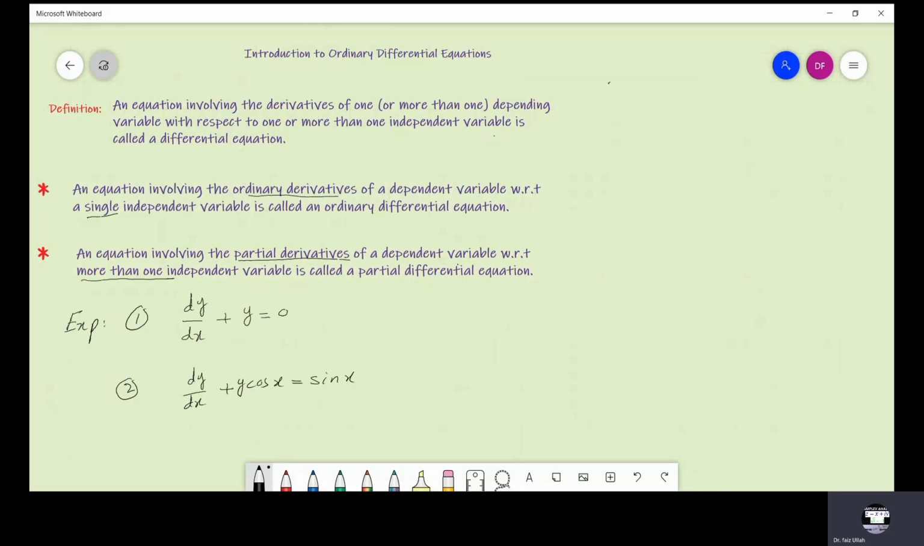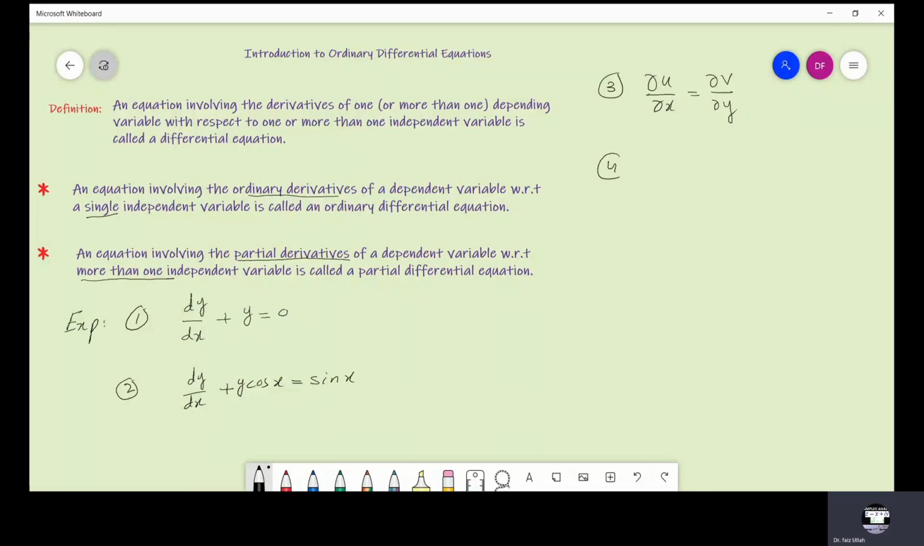Let us see another example. In this example, we have del u over del x is equal to del v over del y. This differential equation involves partial derivatives of dependent variables u and v with respect to independent variables x and y. So this is a partial differential equation.